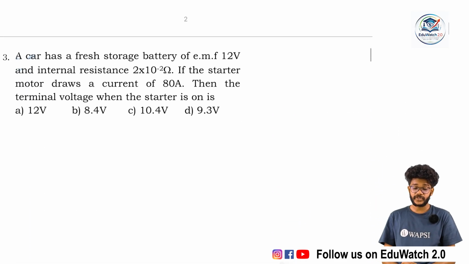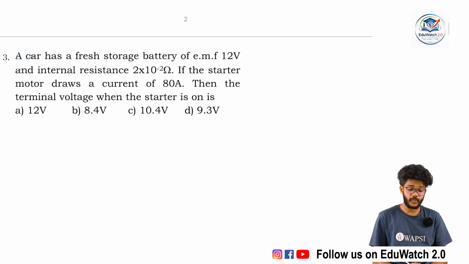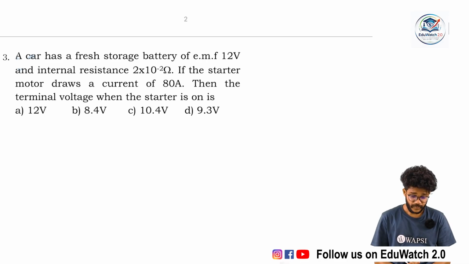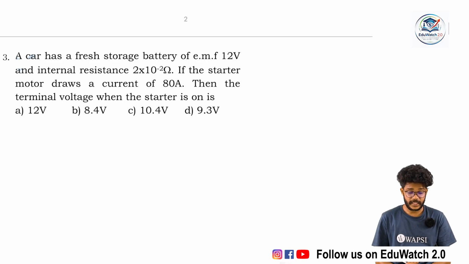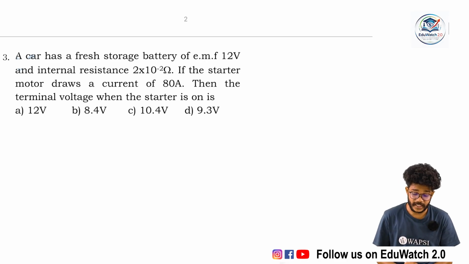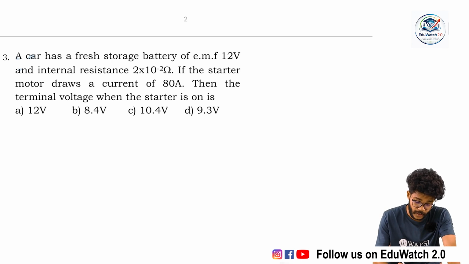A car has a fresh storage battery of EMF 12 volt and internal resistance 2 into 10 raised to minus 2 ohm, a very negligible internal resistance. If the starter motor draws a current of 80 ampere, what is the terminal voltage when the starter is on? This internal resistance will draw a voltage. The current is 80 ampere. So the effective voltage V will be EMF minus I into the internal resistance r.